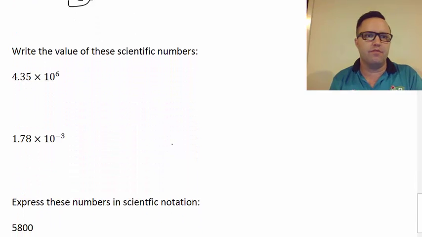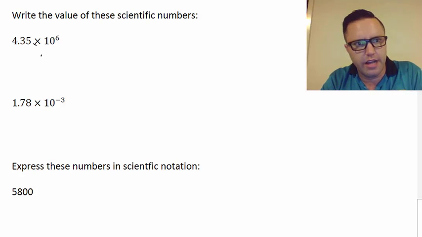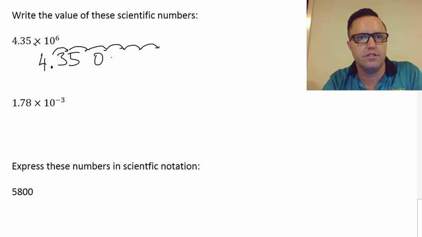All right, let's do a couple of writing the value of some scientific numbers. So we have 4.35 times 10 to the 6. So the way that we do this is you write 4.35 and we're going to do times 10 to the power of 6. So we're moving our decimal point 6 places. So 1, 2, 3, 4, 5, 6. We fill up the rest of them with zeros, and that's our number.